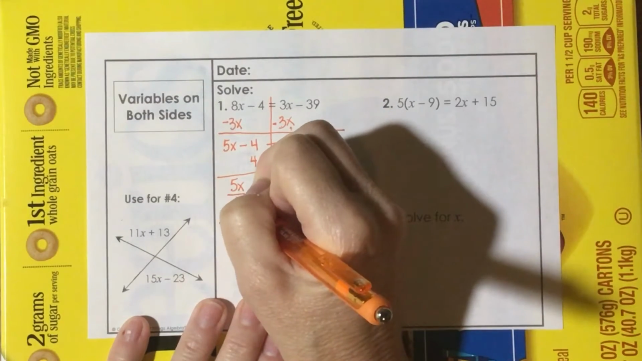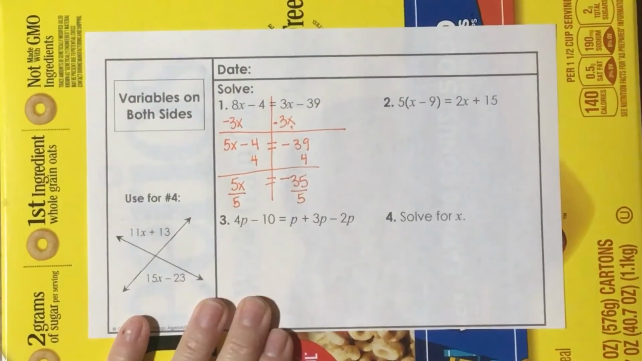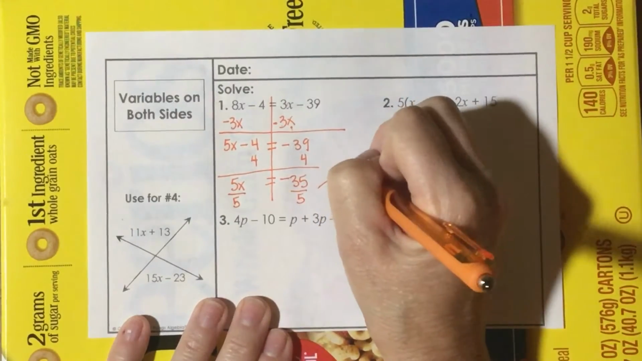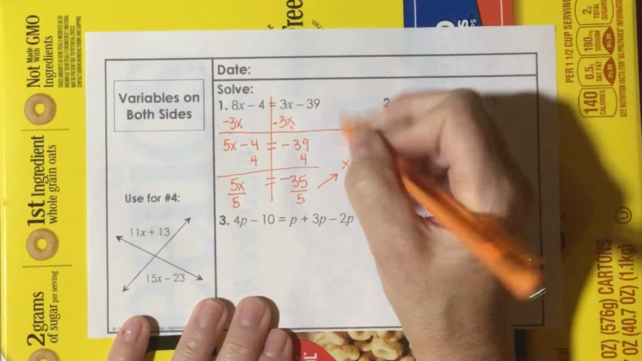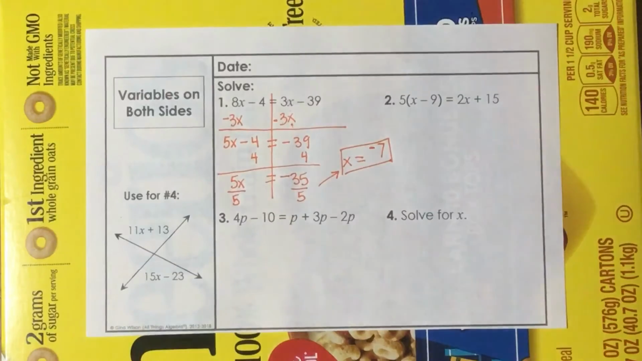Now, the opposite here of multiplication is division, so we'll divide both sides by 5, and that will give us, let me write it right over here, x equals negative 35 divided by 5 is 7. So x equals negative 7. Oh, didn't write that very straight, did I?